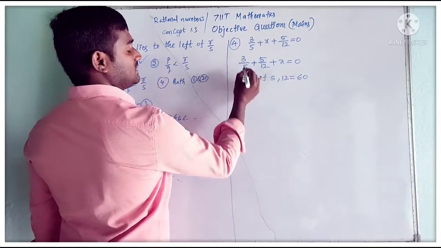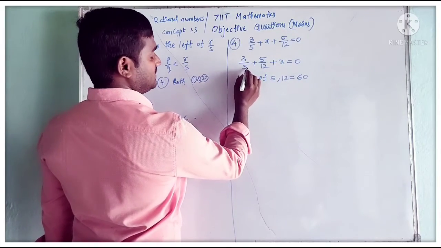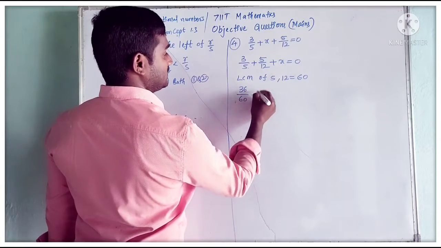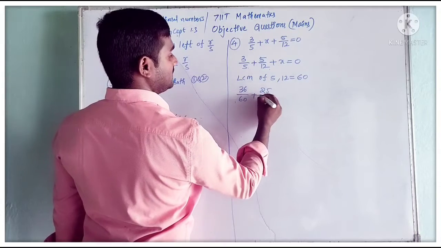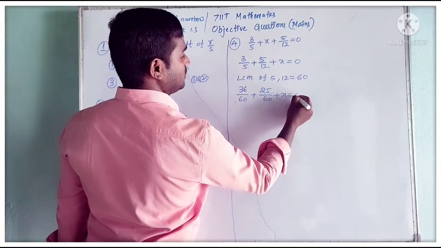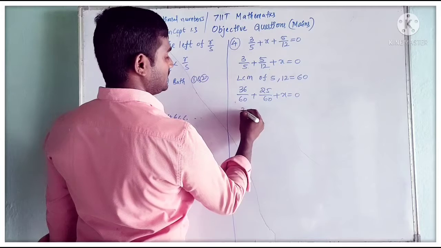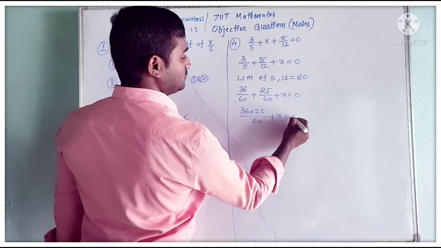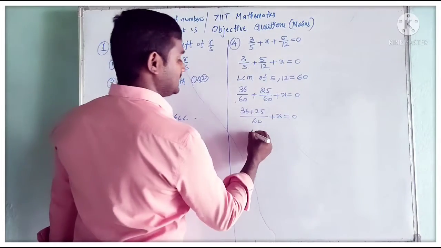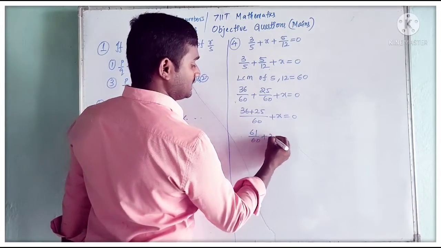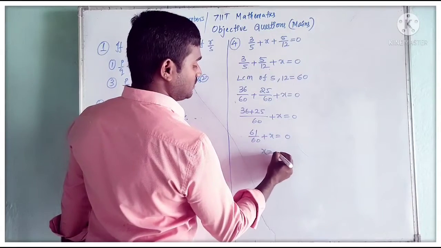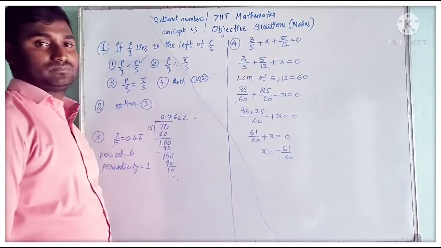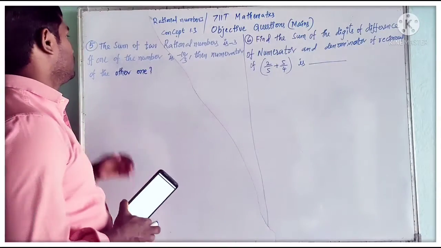So to get 60 here, 12 threes are 36 by 60, plus into 5, 25 by 60, plus x equal to 0 you can write. So 36 plus 25 by 60 plus x equal to 0. 36 plus 25 is 61 by 60 plus x equal to 0. So x equals minus 61 by 60. Now I am going to discuss the fifth question.